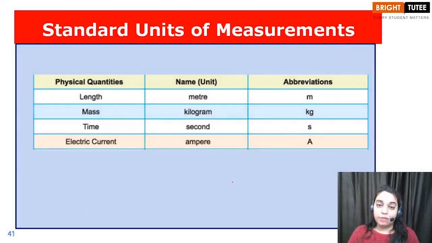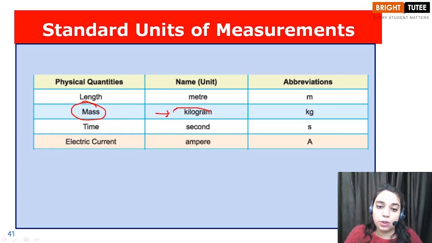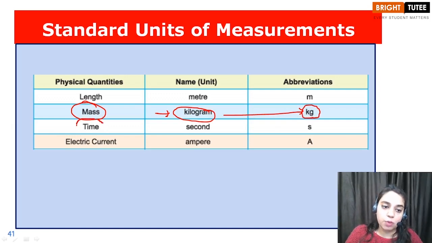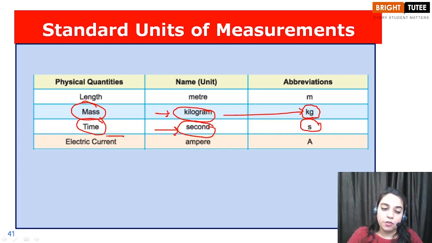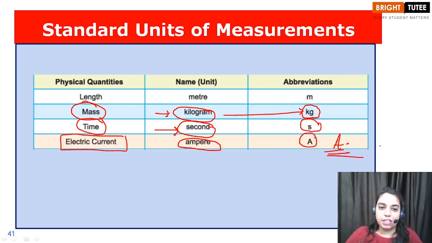So children, like we have a unit for measuring length which is meter, similarly for measuring other physical quantities like the mass of any object, we use a unit which is kilogram, abbreviated as kg. Then for the physical quantity time, we have the SI unit second, abbreviated as small s. Similarly, for measuring electric current, the SI unit is ampere, abbreviated as capital A. Okay children, so let's move ahead.